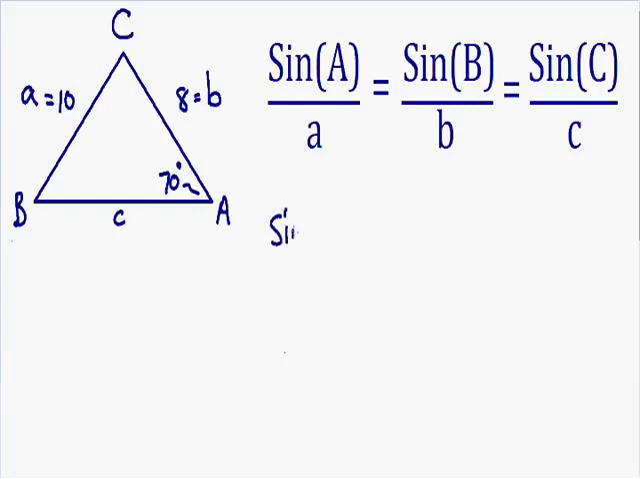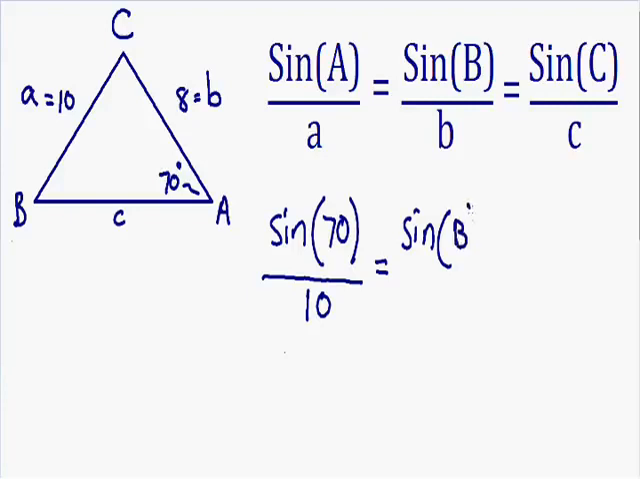Alright, so let's plug everything into that part of the formula. The sine of angle A, which is 70 degrees, so the sine of 70 divided by the length of A, and we know that the length of A is 10, so divided by 10 is equal to the sine of B, which we don't know angle B yet, so we just have to leave it blank, divided by the length of side B, and we know that the length of side B is equal to 8. So we can divide this by 8. Alright, so now we have an equation, and we can easily solve for the angle B.